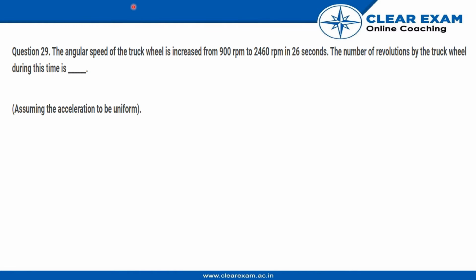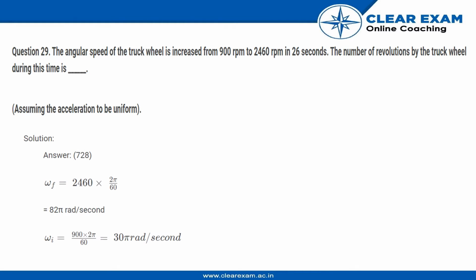The angular speed of the truck wheel is increased from 900 rpm to 2460 rpm in 26 seconds. The number of revolutions by the truck wheel during this time is. So here we need to find the number of revolutions, and we are told to assume that the acceleration is uniform. So we know that the omega final is the rpm final into 2 pi by 60, correct?